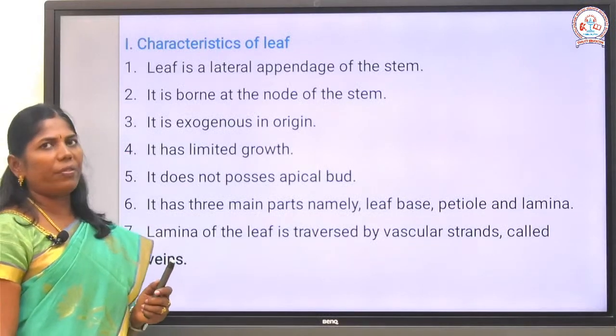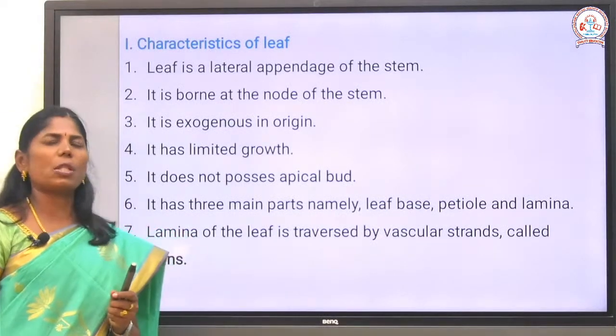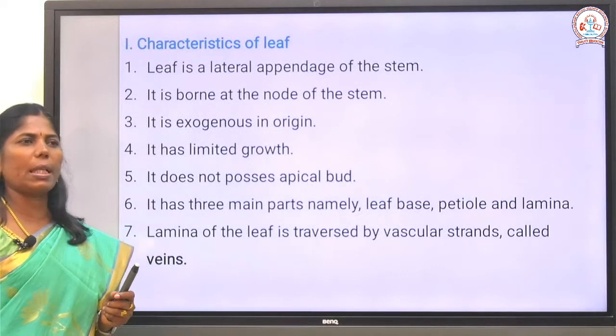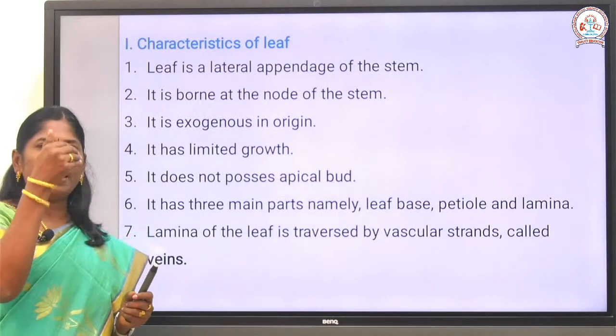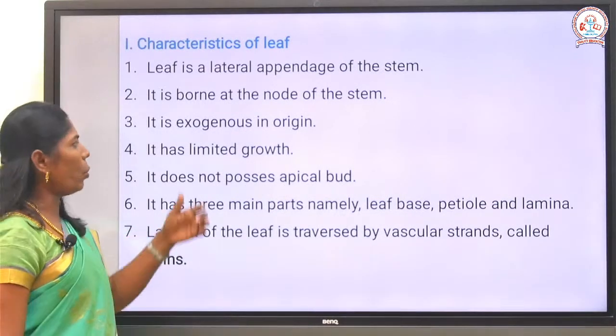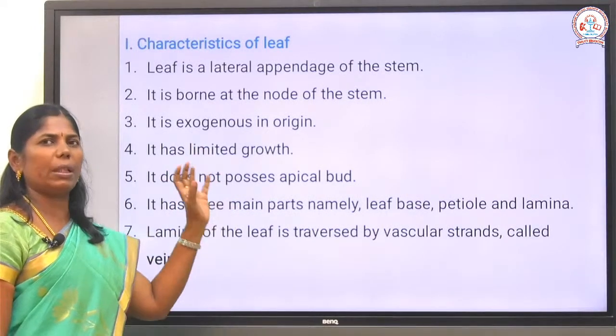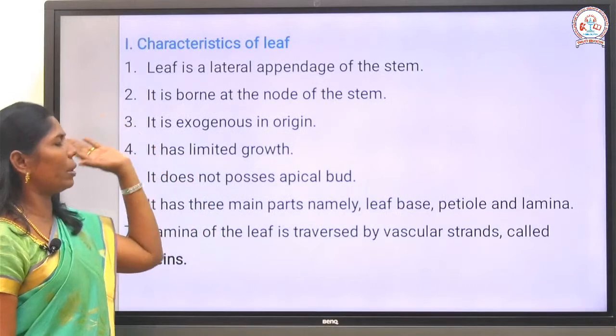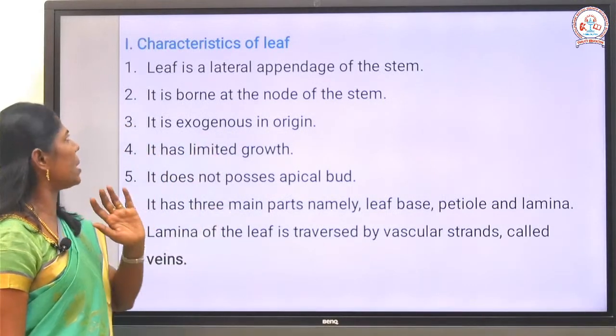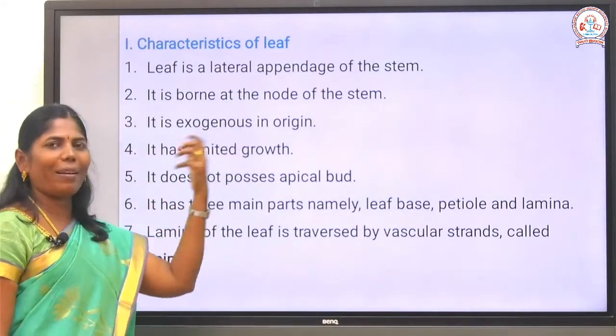So characteristics of a leaf, leaf oda characters enna na, this is exogenous in origin, okay, because that is arising from the lateral regions. So that is the outermost layer of the stem, epidermis, epidermis la irundhu adu start agudhu. So adanal adha enna solran, there are lateral appendages of the stem. So it is born at the node and internode, okay.